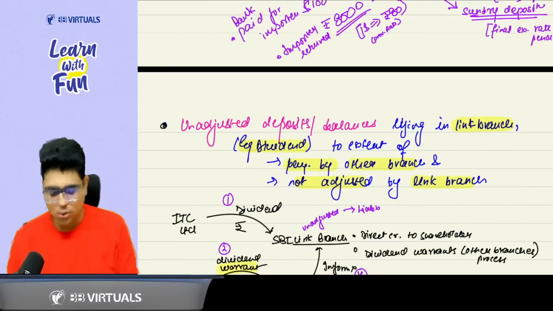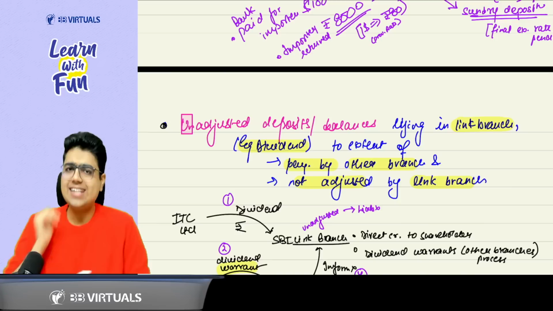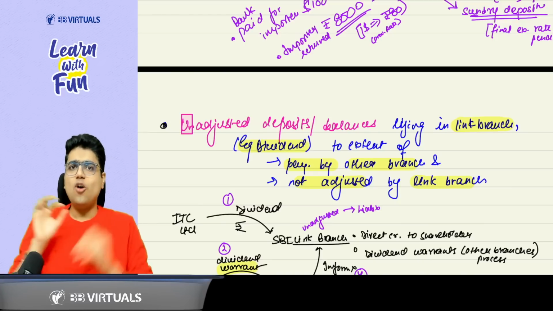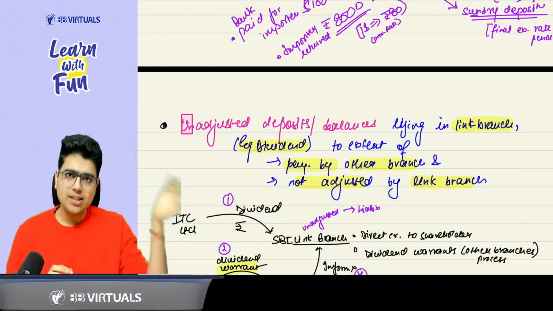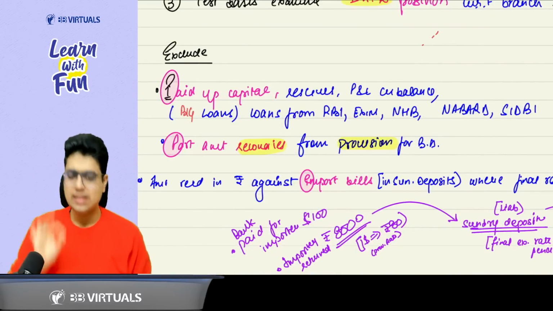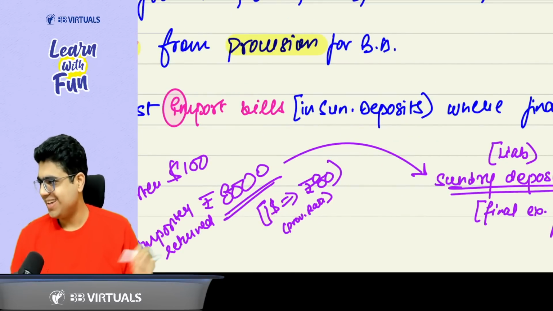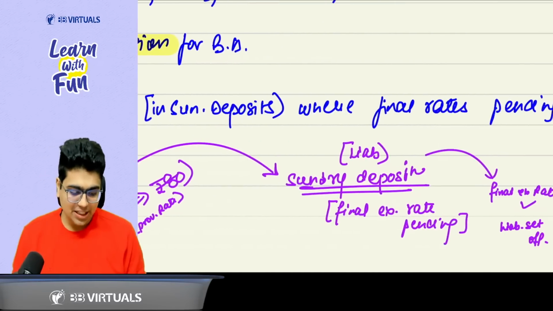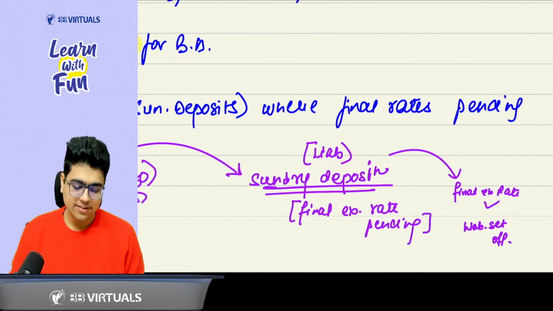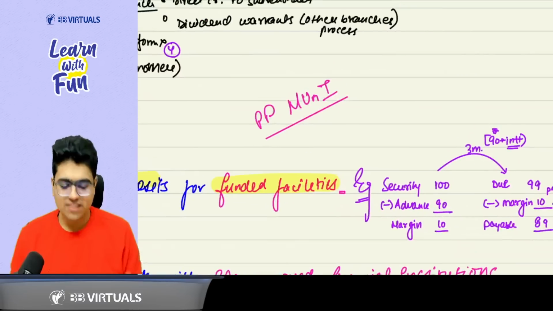Now, sir, what is Unni? Un means unadjusted deposits and balances. Unadjusted deposits and balances of the link branch which has been paid by the other branch. And I for import bills. In case of import bills, even if the importer has returned the money, you keep it as a sundry deposit. Why, sir? Final exchange rate is pending. When the final exchange rate is pending, so this is I. I hope the PP Munni part is clear.